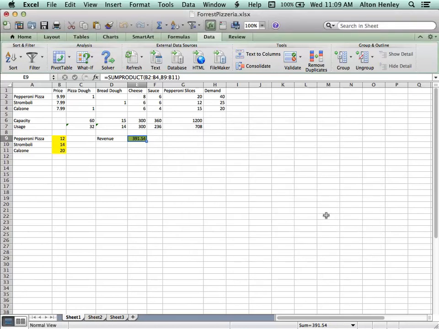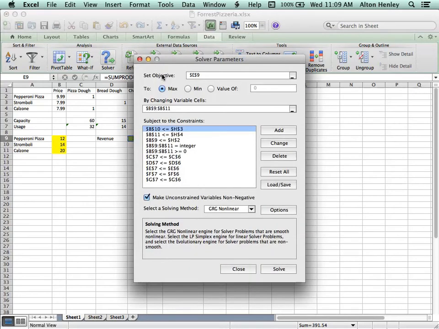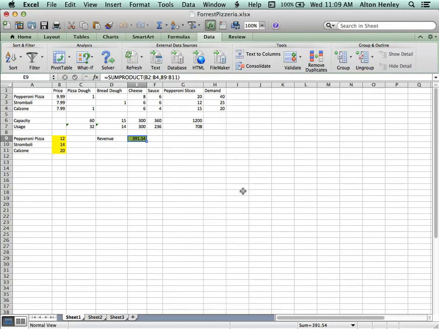Solver on Mac operates unreliably, so keep in mind that I'm never going to give you grief about what solution you came up with. What is important is that you had the model right and that you had the constraints in Solver set up properly. Evolutionary is the one that I like to use. It's the most complete, but it can take a long time to operate. So this ends Forrest Pizzeria.